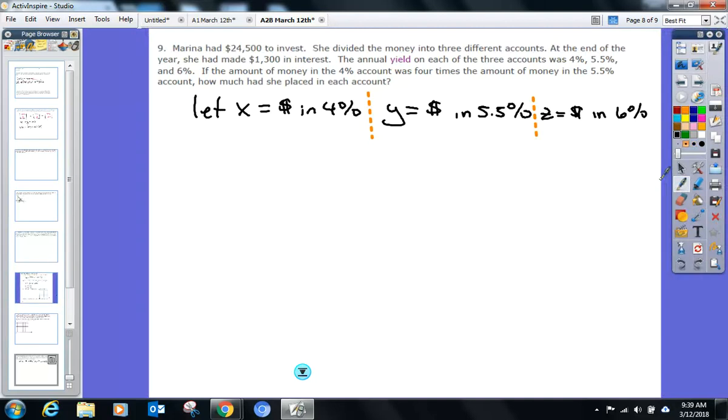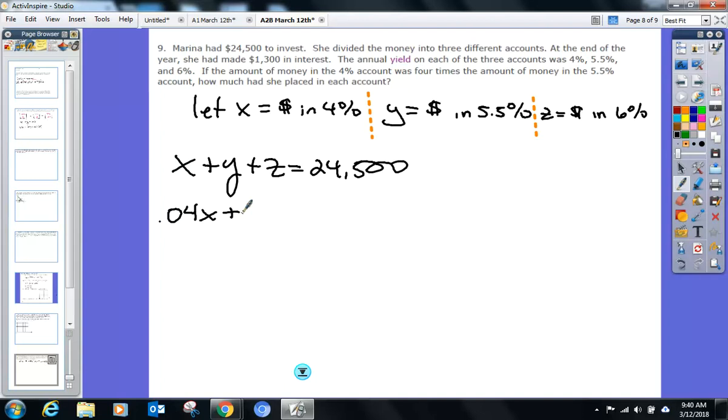$24,500 she invested. First equation then. X plus Y plus Z equals 24,500. Done. She made $1,300 in the interest, which she put her money in. The interest deals with your percent. So ready? 4%. What's that going to turn into? 0.04X plus, what about the 5.5?